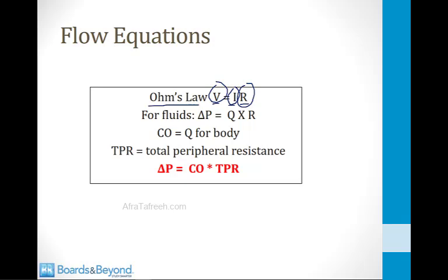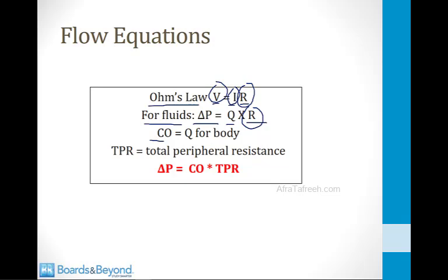So we can modify Ohm's law and apply it to fluid flow like the flow of blood through a blood vessel. If we apply it to fluid flow, the change in pressure in a system is equal to the flow rate Q times the resistance R. This equation is often applied to the body as a whole because the entire cardiac output flows through the body as a whole, and therefore the resistance to flow is equal to the total resistance of blood vessels in the body. We'll talk more about this later on in this video.